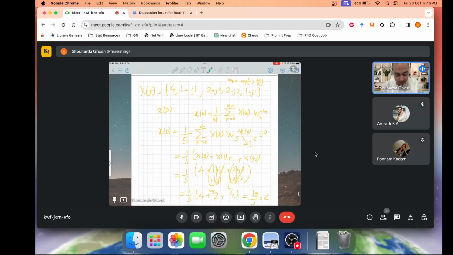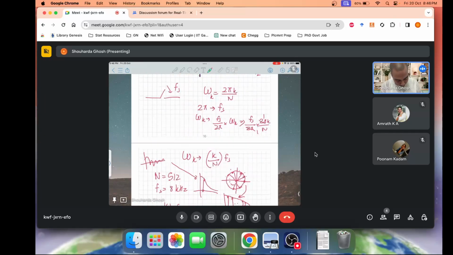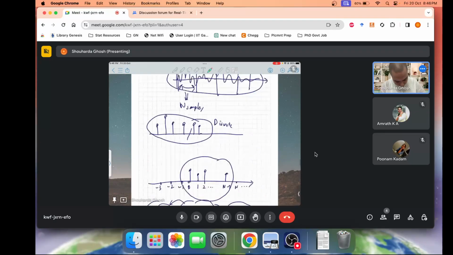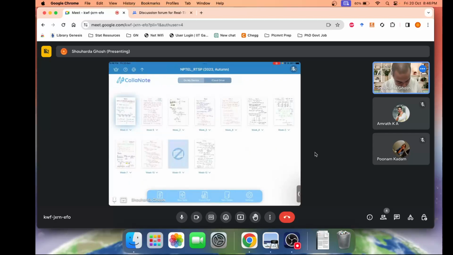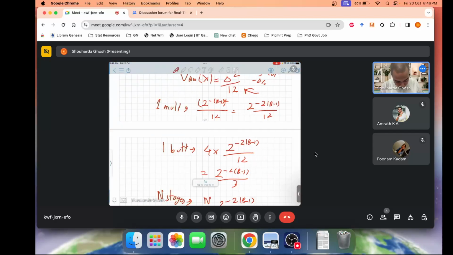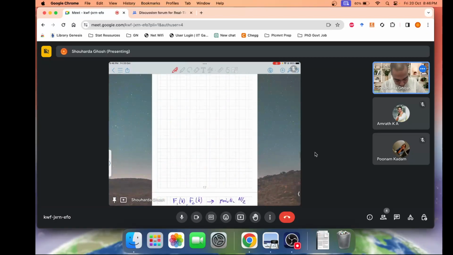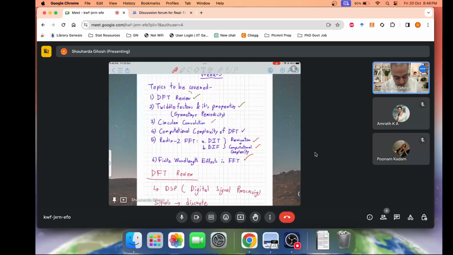And then if you're asked to find x0, x1 and all those, you can use the inverse DFT equations. That was what we had covered in week 4. And then in week 5 we revised the DFT.